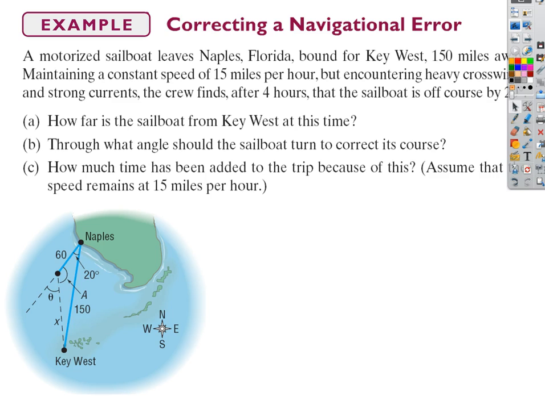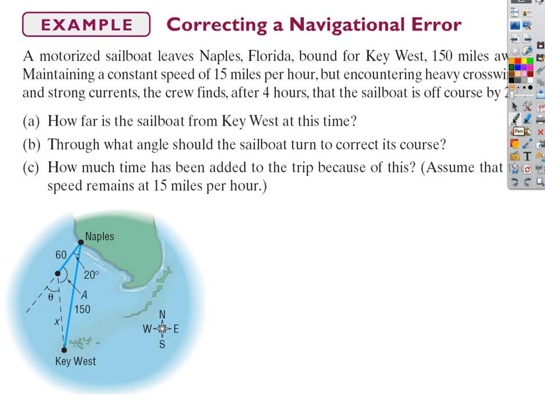And so the first one asks, how far is the sailboat from Key West at this time? If you take a look here, they want to know this x right here. Hey, look at this. They're giving us a side, an angle, and a side. So do I use law of cosines or law of sines? Side, angle, side, law of cosines is what I'm going to use.